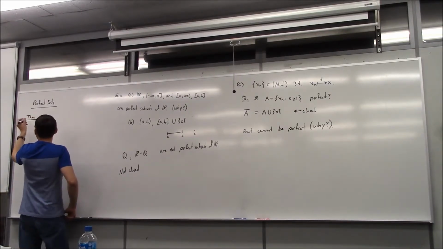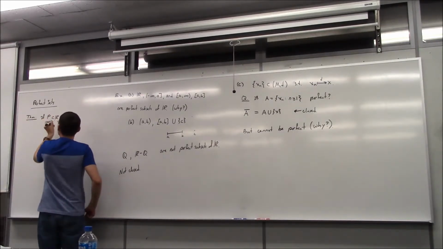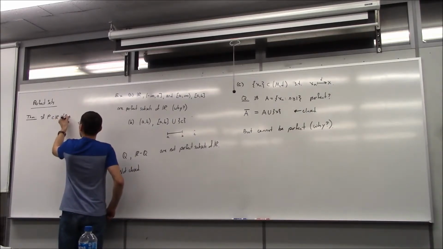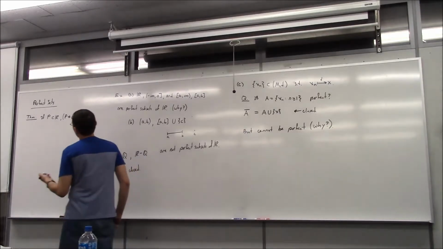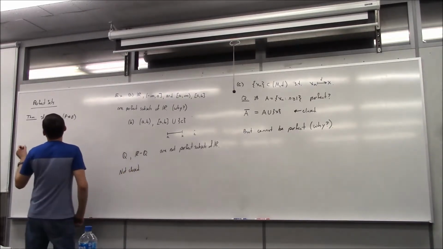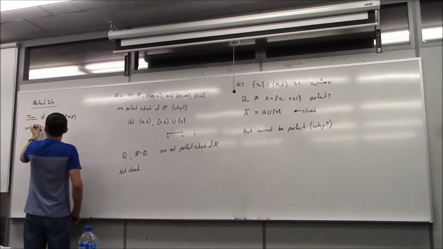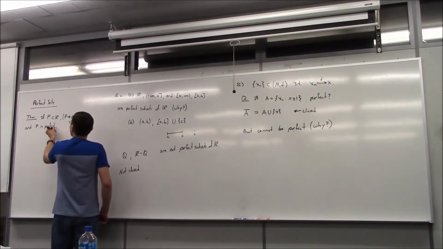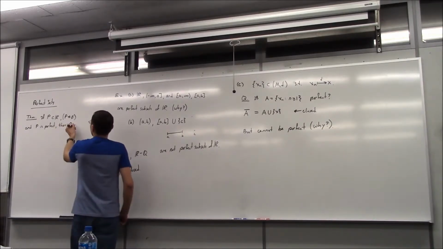Theorem. If P is a subset of R, P is not the empty set (the empty set is considered perfect, but if P is not the empty set), and P is perfect, then P is uncountable.